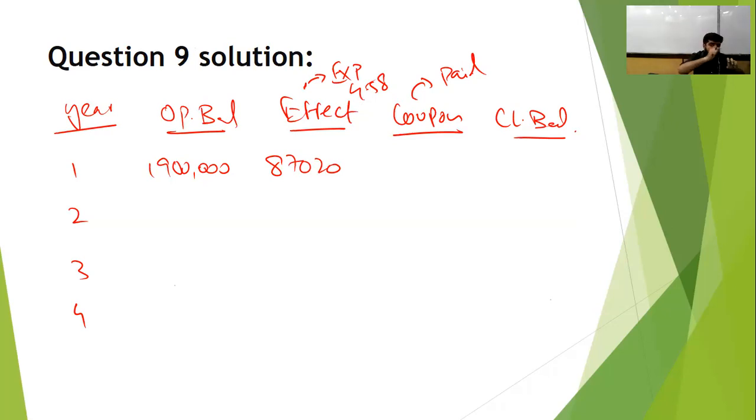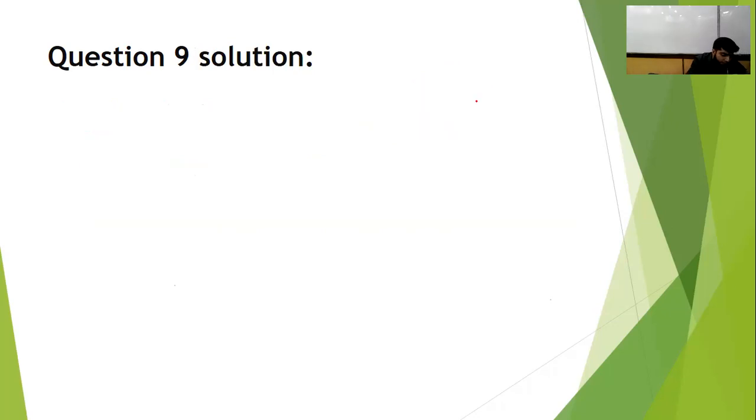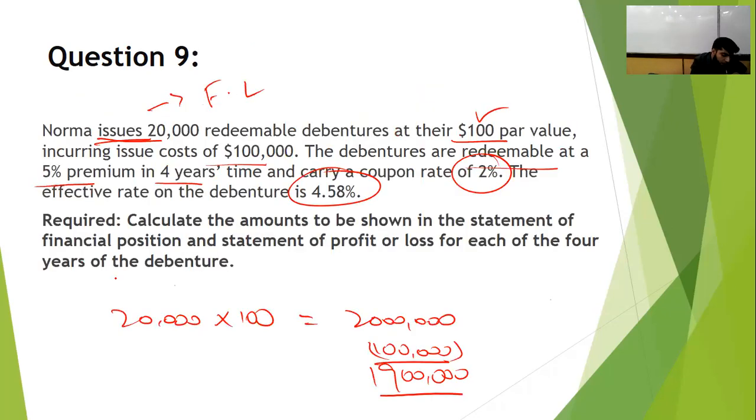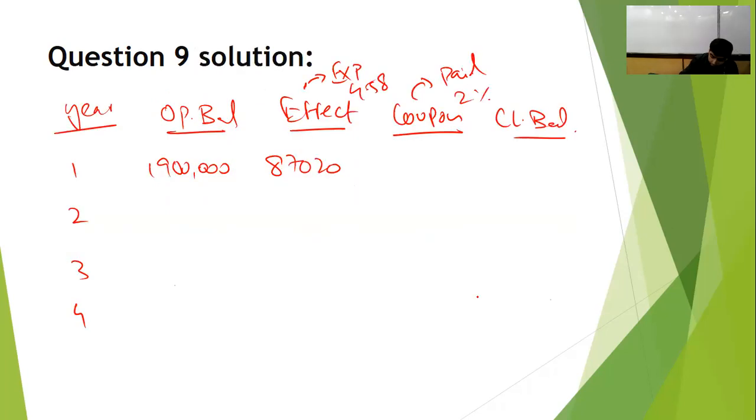Will you be paying the whole amount of interest? No, I'll not be paying the whole amount of interest. So the coupon rate is 2% and is always applied on the par value. And what is that par value? Par value is 100 multiplied by 20,000, that is 2 million. So 2 million multiplied by 2%, that is the coupon amount is 40,000. What's going on there? You borrowed 19 lakh, amount of interest that you will be recognizing 87,000, but actually the amount of interest you are paying to your investor is 40,000.